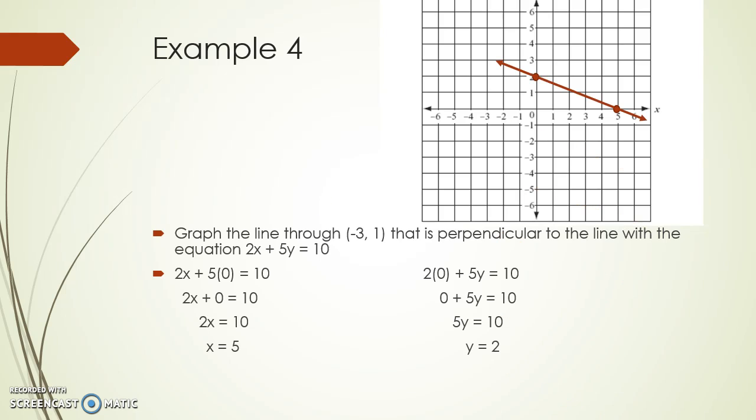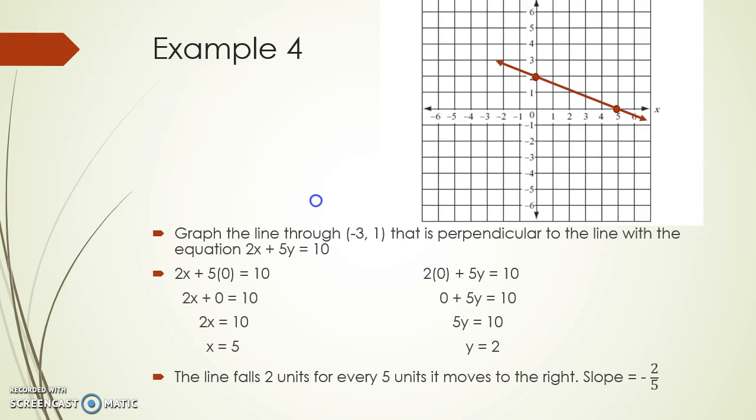And that's my original line. When I look at the slope of this line, I see that it goes down 2 units and to the right 5 units. So my slope is negative 2/5.